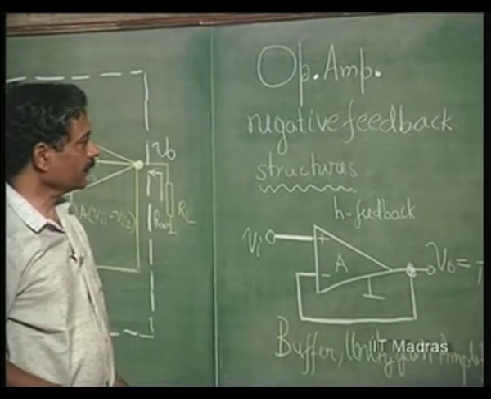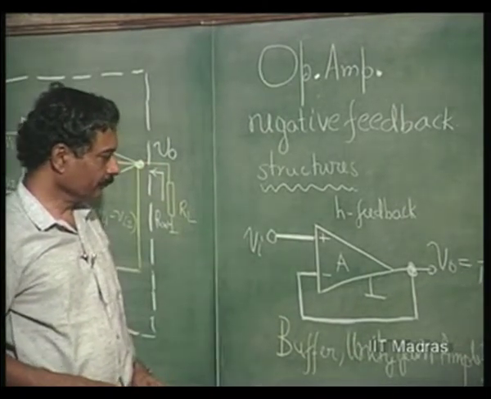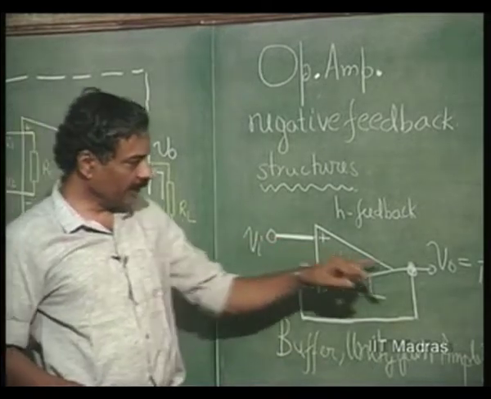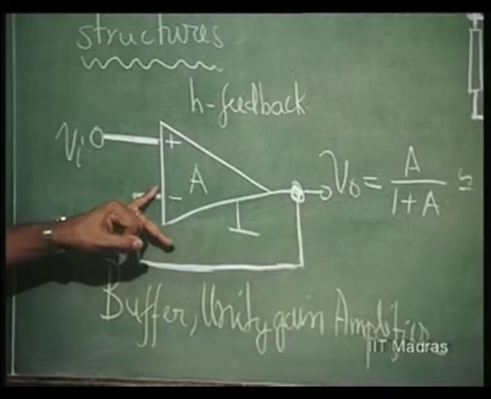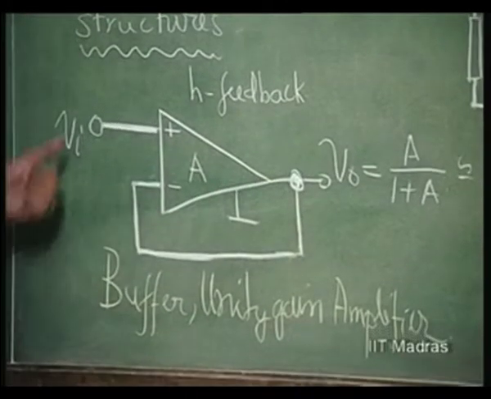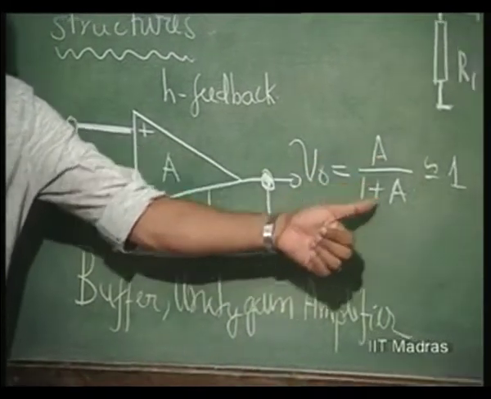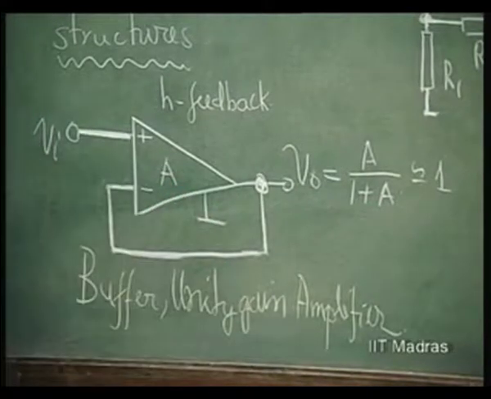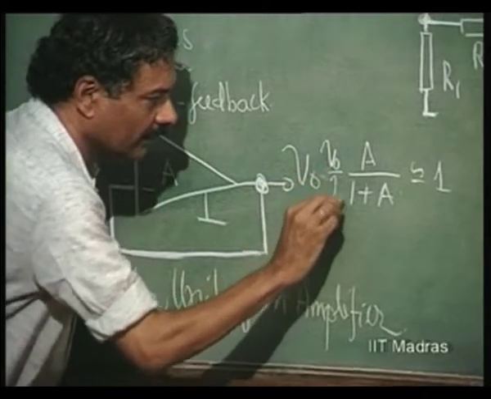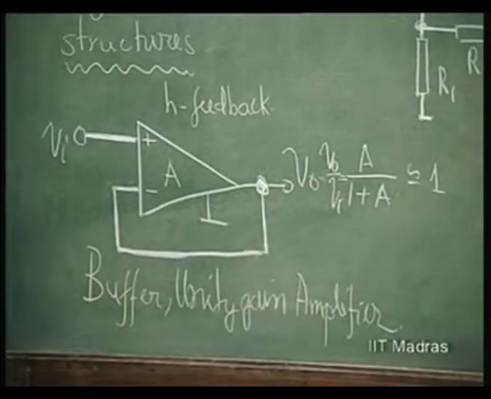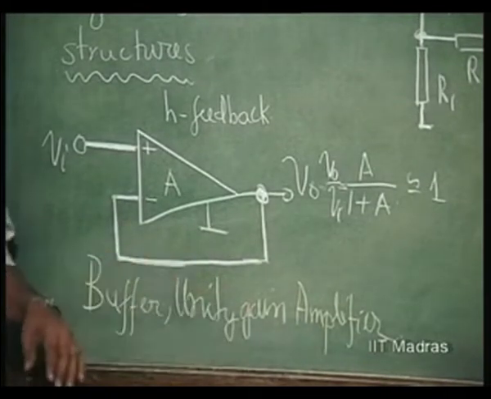We had started discussing negative feedback structures in op-amp. First, we gave full output feedback, negative feedback, and then we got V naught equal to Vi. V naught equals A by 1 plus A; A being very large, V naught over Vi is very nearly equal to 1. It is called a buffer, a unity gain amplifier.